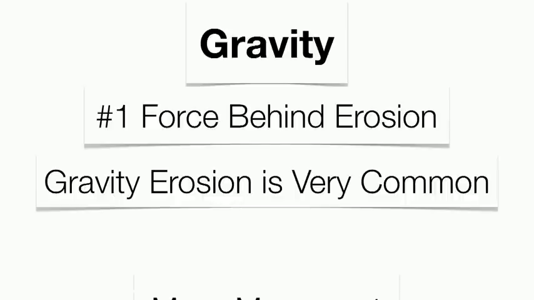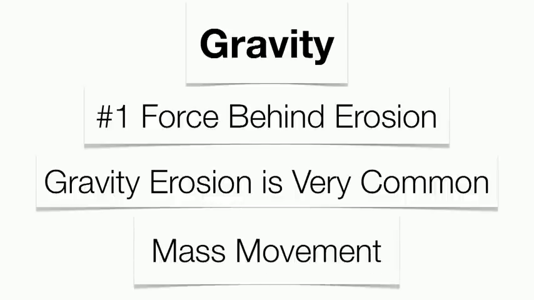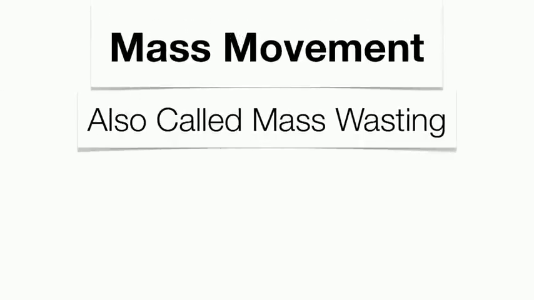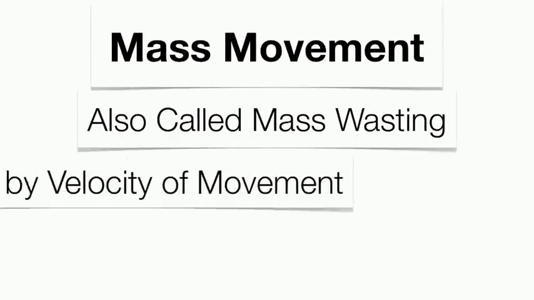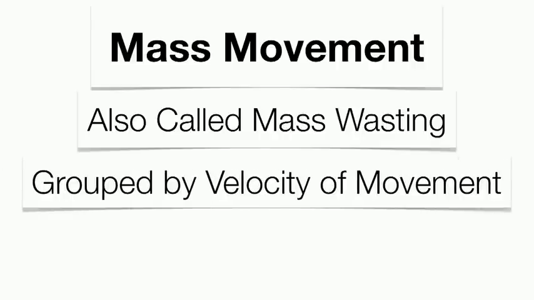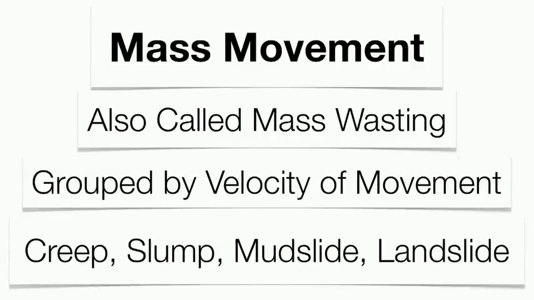Now it is quite common, especially in areas that tend to get a lot of rainfall, you tend to get quite a bit of gravity erosion. That's what we call mass movement. Now sometimes mass movement has another name. It's called mass wasting. And all four types that we're going to talk about are all categorized by the velocity of movement with the soil. So we're going to talk about creep, slumps, mudslides, and landslides.